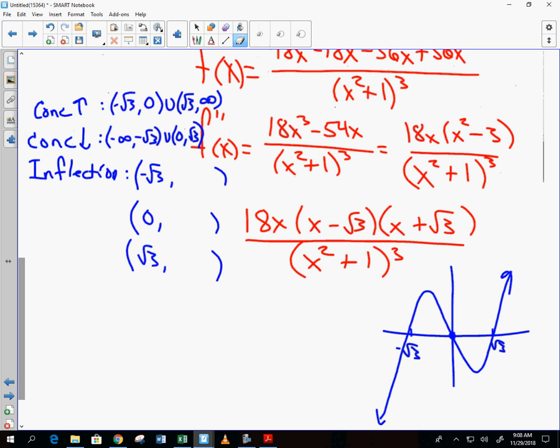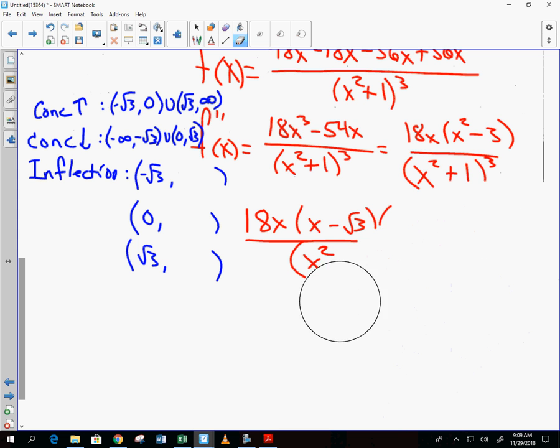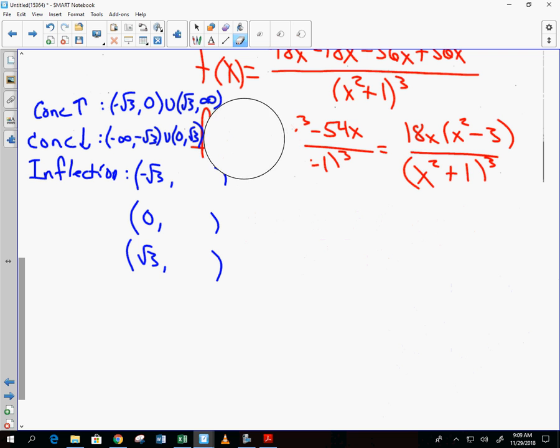Can I get rid of all the red stuff off to the side now? Yes. 18x times x squared would be a positive 18x cubed, right? Better? Yeah.